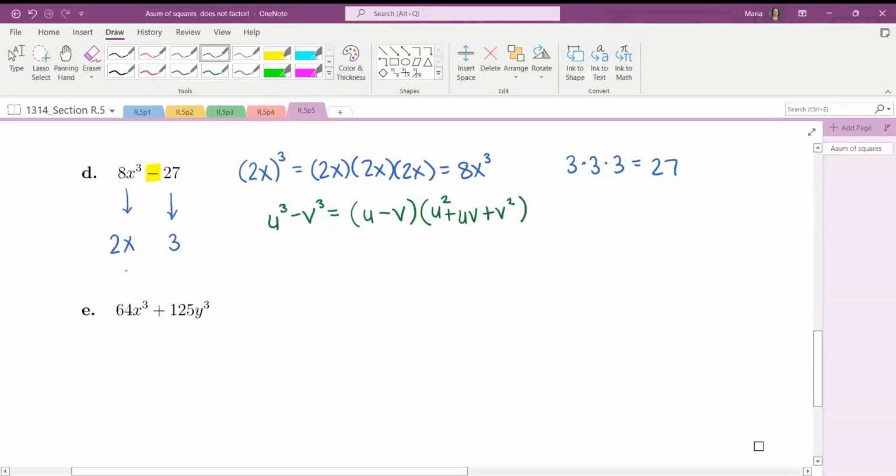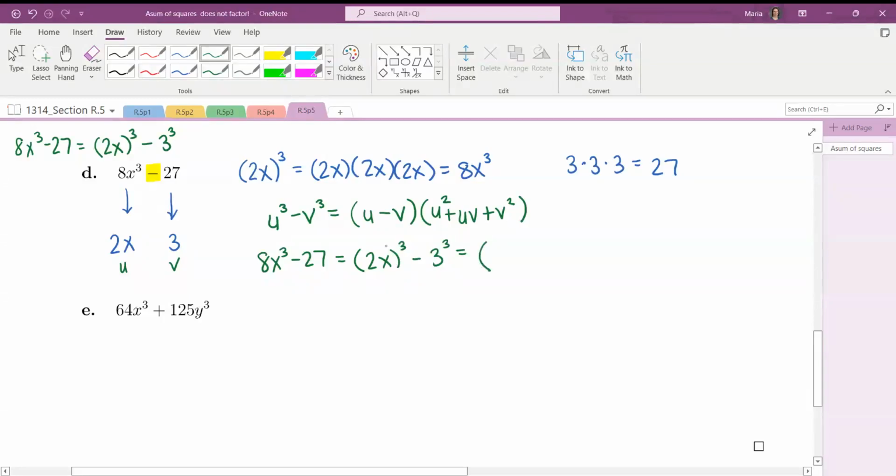The u here is going to be 2x, and the v is going to be 3, because 8x cubed minus 27 is the same thing as 2x cubed minus 3 cubed. So that makes the 2x your u and the 3 your v. So again, we can write this out: 8x cubed minus 27 is the same thing as 2x cubed minus 3 cubed.